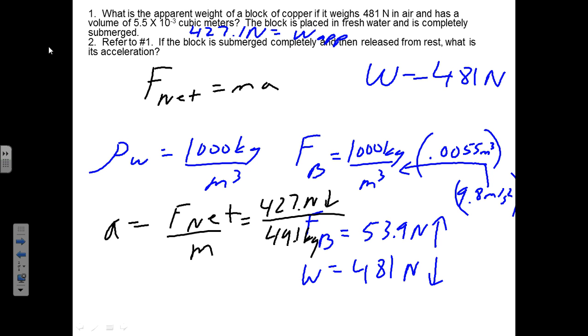So let's divide this out. 427.1 divided by 49.1. And what we end up with is an acceleration of 8.70 meters per second squared. And remember that acceleration is a vector, so that's going down. Or we could put negative 8.70 meters per second squared. All right, hope that helps. Now let's go to the next kind of problem related to pressure and buoyant force.